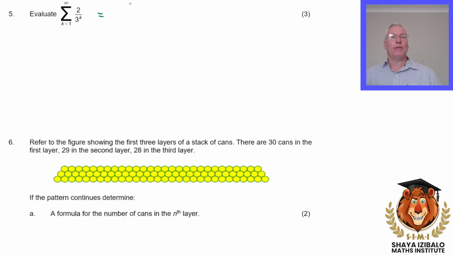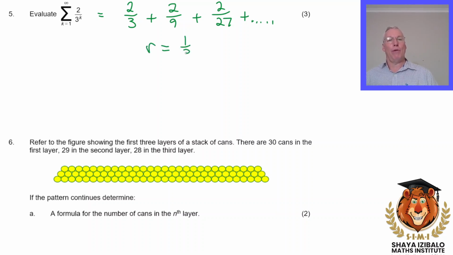What we get is 2 over 3, then 2 over 9, then 2 over 27. If you take any term and divide by the term before it, you'll see that you get a third. R is 1/3. This will converge. Why? Because R is between -1 and 1. And so we can use our sum to infinity formula. Remember our sum to infinity formula, A over 1 minus R.